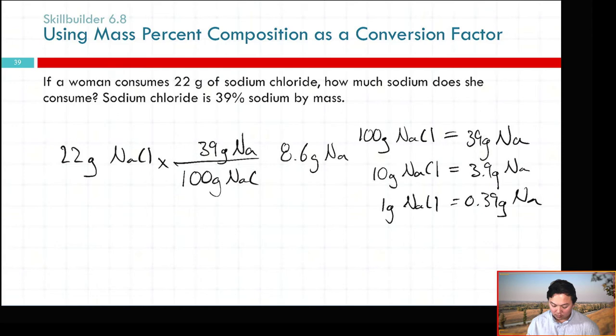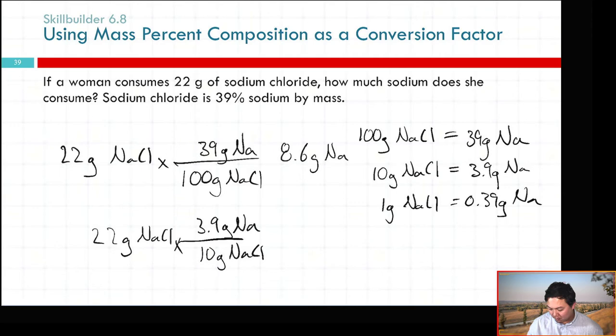If we did this as 3.9 grams over 10 grams, again starting with 22 grams of NaCl. Oh, shoot. We're supposed to take a break 30 minutes ago to set an alarm. Okay, so 22 times 3.9 divided by 10, and we get 8.6 grams of sodium.